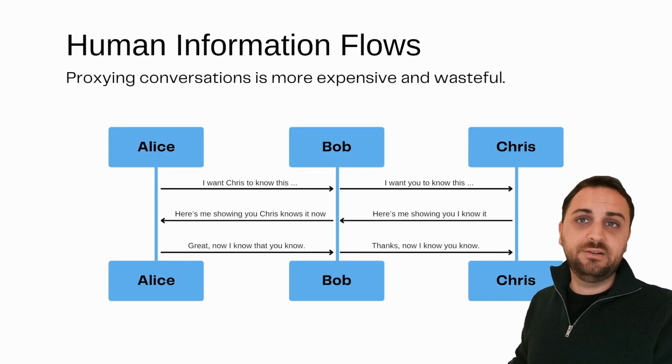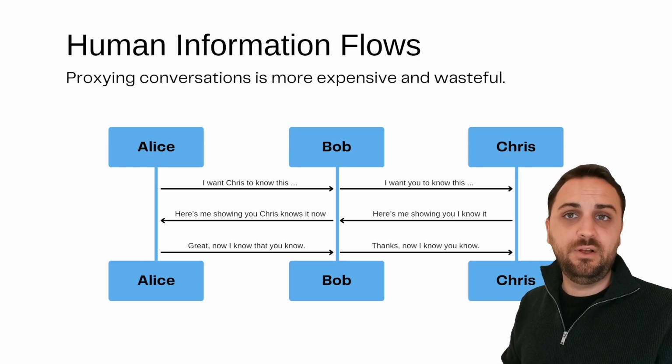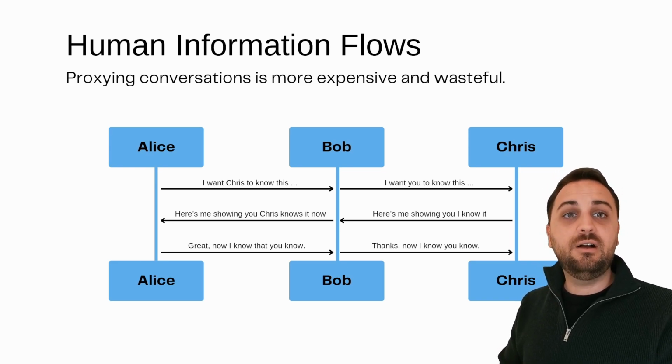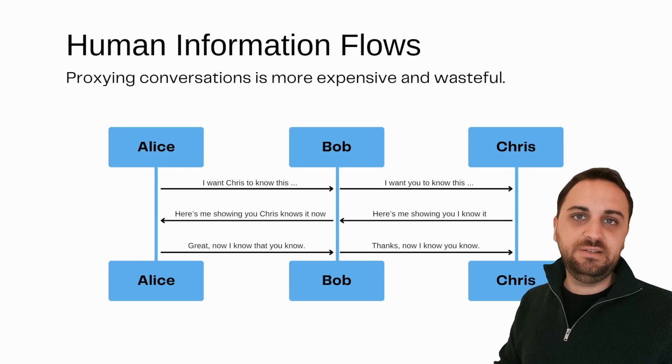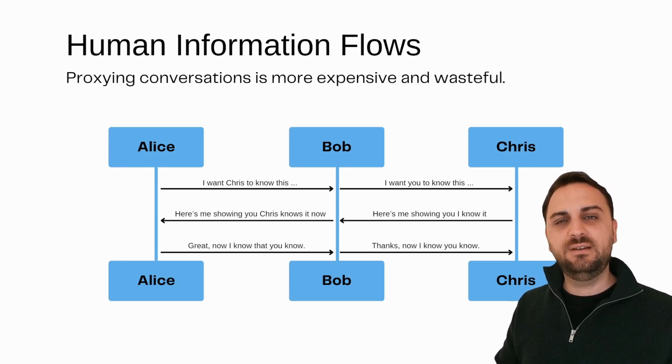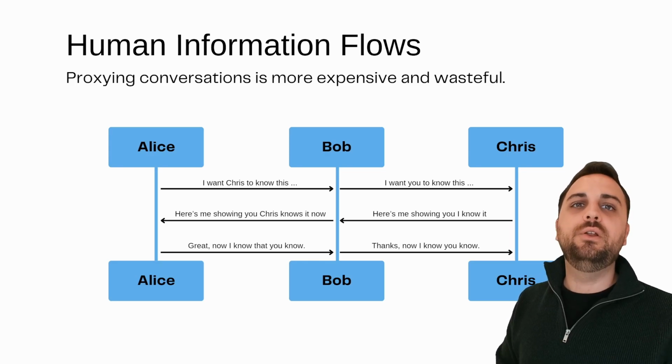So one of the things there is proxying information, and this is a way to solve that: people communicating on behalf of other people and maintaining relationships. So Alice proxies a message through Bob so that Chris gets it. Alice says, "I want Chris to know this." And Bob forwards that to Chris, saying, "I want you to know this."